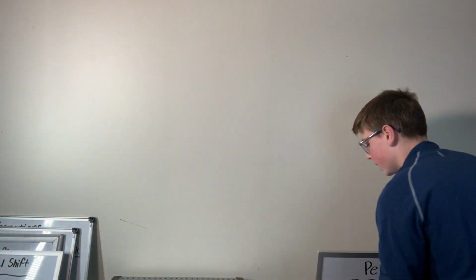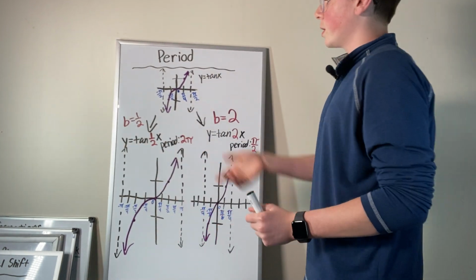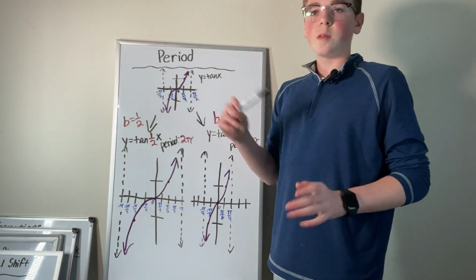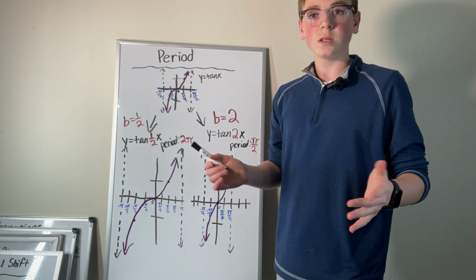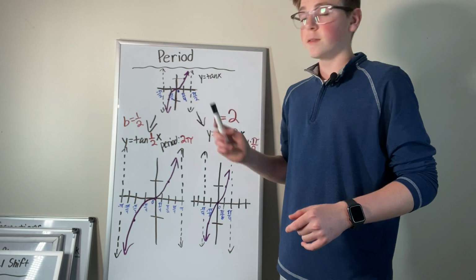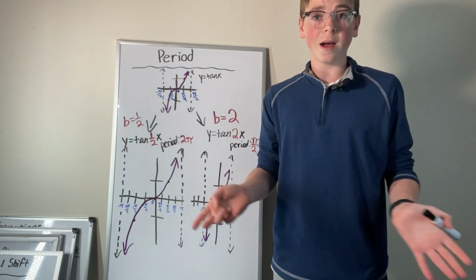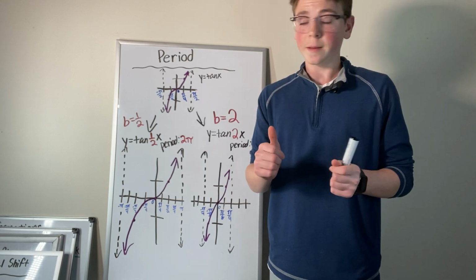And last but not least, period shifts. So period, y equals tangent x. Remember, the period of tangent is pi. So we have from negative pi over 2 to pi over 2 is pi, because pi over 2 minus negative pi over 2 will give you pi.